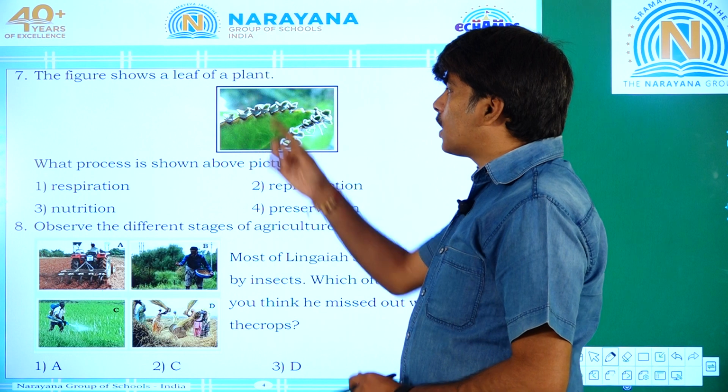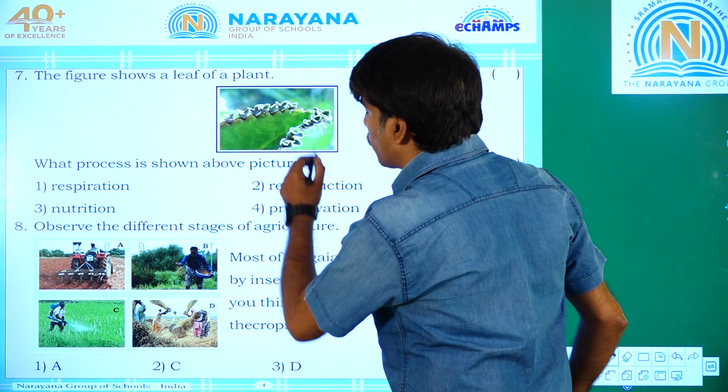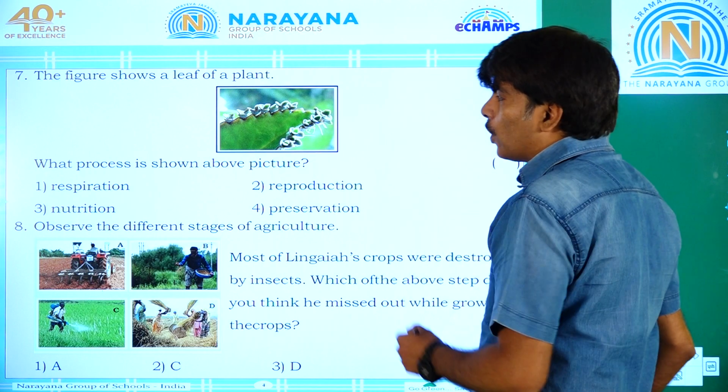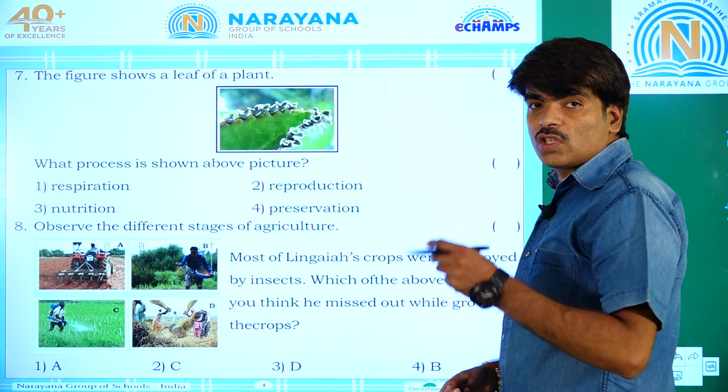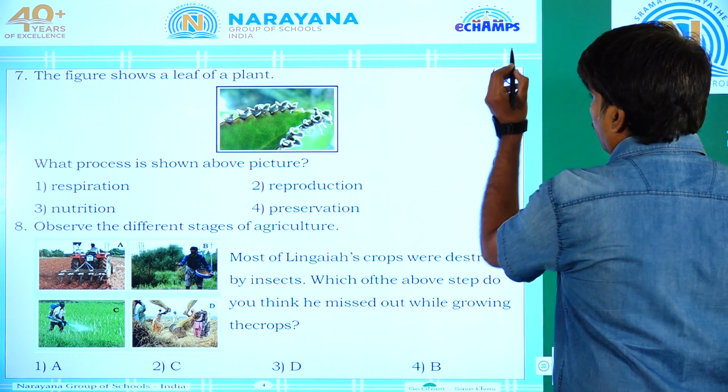The figure shows a leaf of a plant. What process is it showing? It is showing reproduction. It is a bryophyllum plant which reproduces through its leaves. So our option is 2.